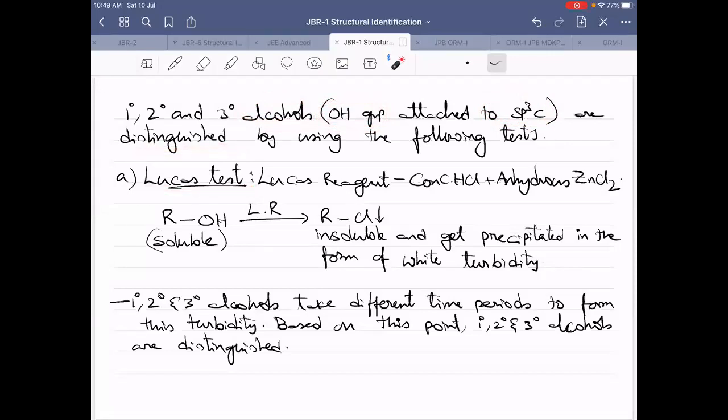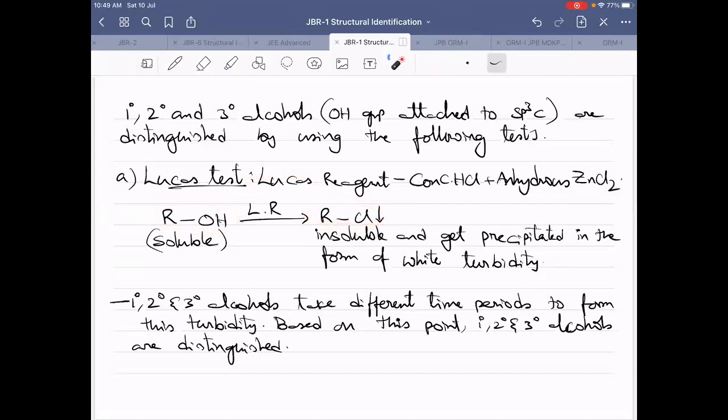The first one is the Lucas test. What is the Lucas test? The reagent is concentrated hydrochloric acid, concentrated HCl plus anhydrous ZnCl2, zinc chloride. This is the reagent. The alcohol is soluble in Lucas reagent, LR, but as soon as the Lucas reagent is added, the alcohol will be converted into alkyl chloride.